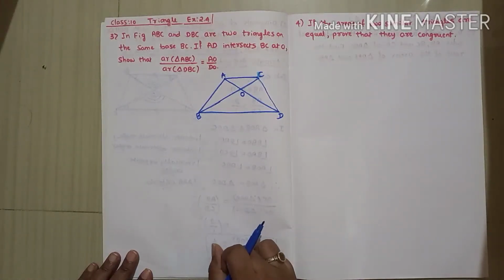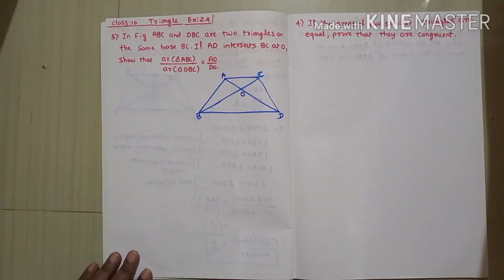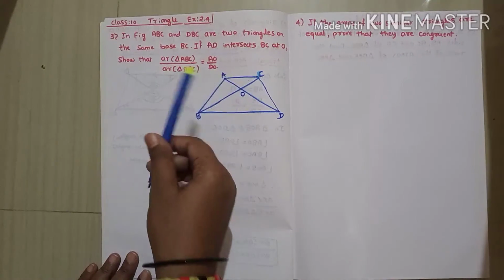Hello children, in this video we are going to learn exercise 2.4, third and fourth sum, triangle chapter. First we'll see the third sum. This sum is also based on the areas of similar triangles theorem. First we'll see the third question.